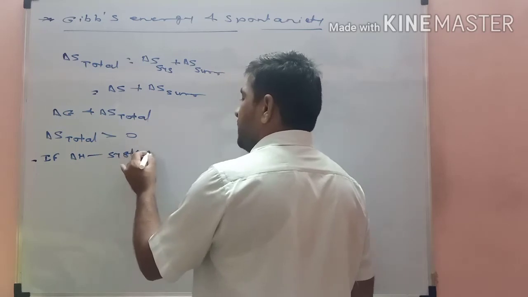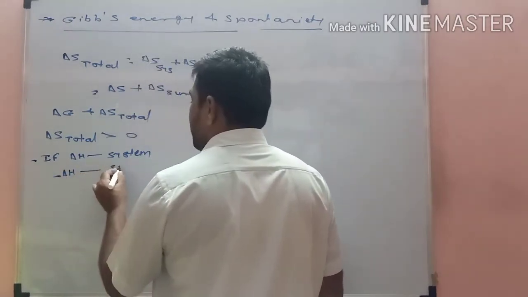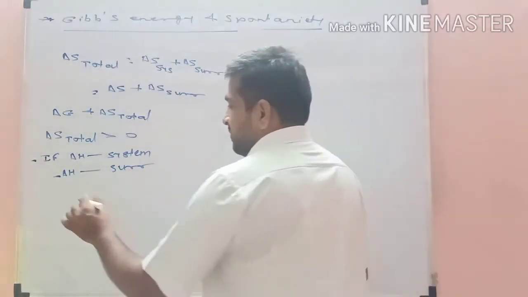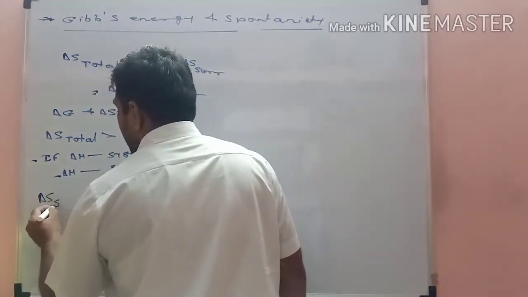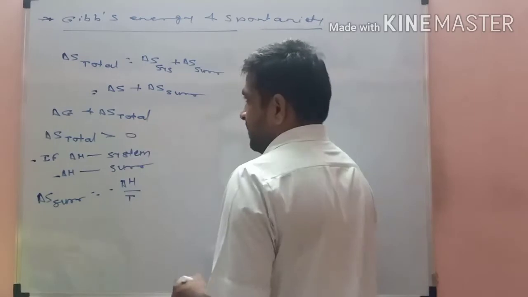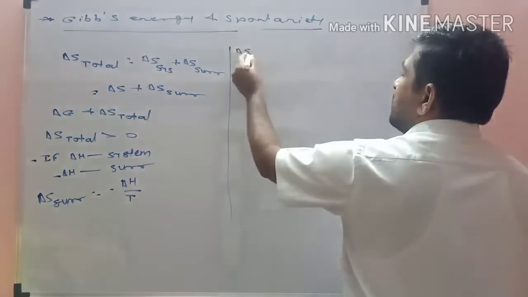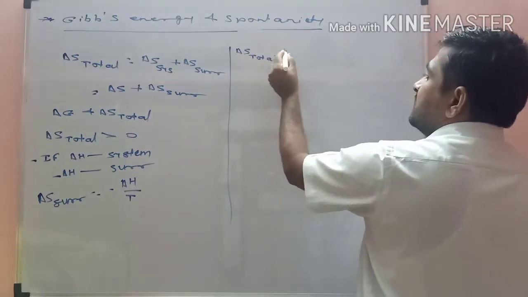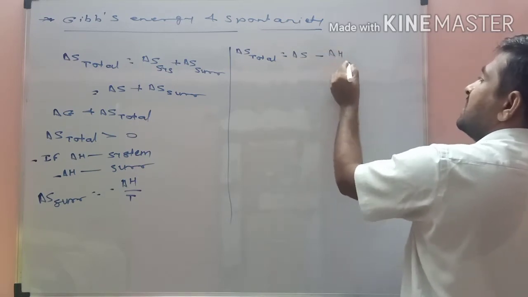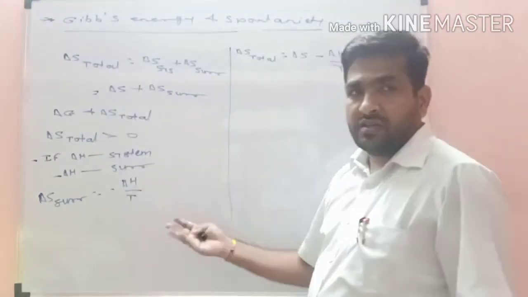Delta H is the enthalpy change of the system, and negative delta H is the enthalpy change of the surrounding. Therefore, the entropy change of the surrounding is minus delta H upon T. Therefore, putting these values in this equation, the total entropy change is equal to entropy change of the system minus delta H upon T, because entropy change of the surrounding here is minus delta H upon T.